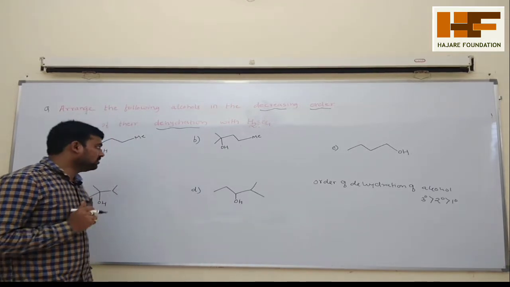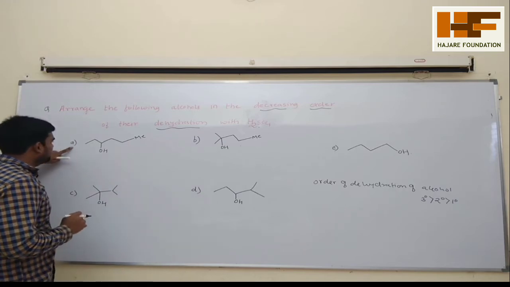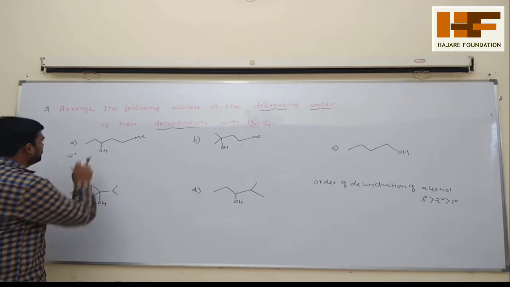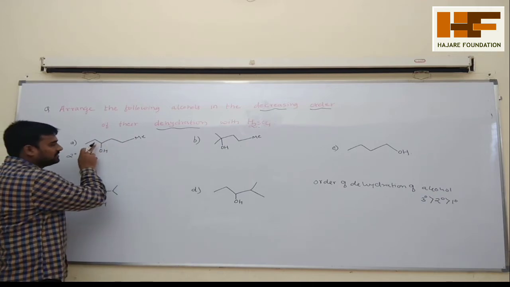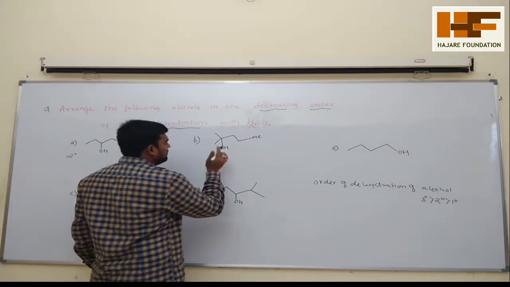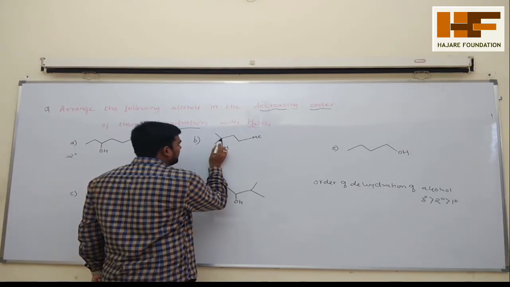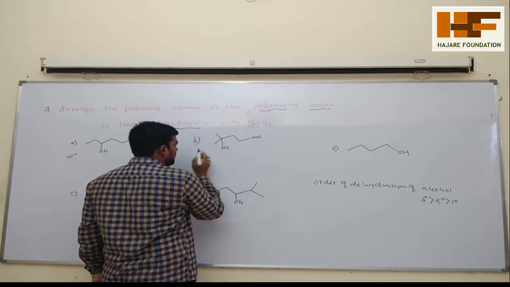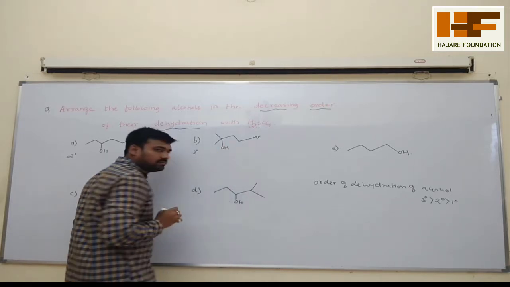Option A is a secondary alcohol, because the OH group is attached to a secondary carbon atom. This carbon atom is attached to 1 and 2 carbon atoms. Option B, the OH group is attached to a tertiary carbon atom. Why is it a tertiary carbon atom? This carbon atom is attached to 1, 2, 3 carbons. So this is the tertiary alcohol.